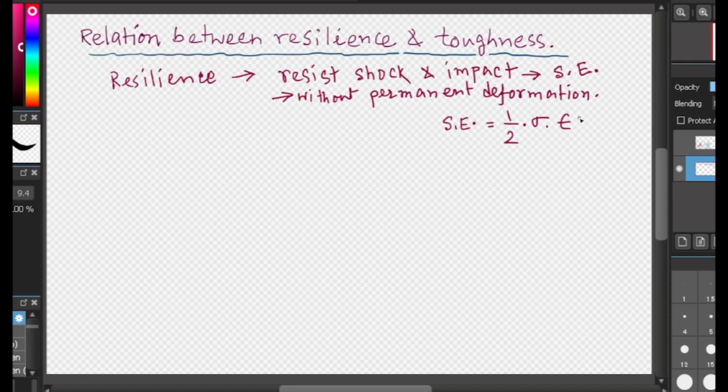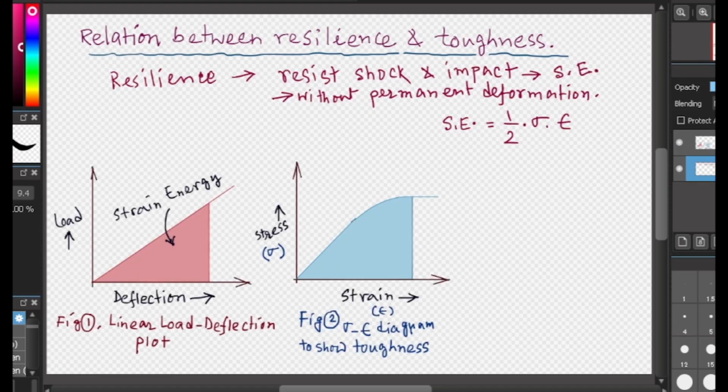Okay, so if it is triangular in shape, what is the area under the triangle? That is half into the base into the height. So in a stress strain curve, if I show you, in figure 1, that is a linear load versus deflection plot, the strain energy is the area in pink color, the area under the straight line or linear curve. So the area under this curve is half into stress into strain.